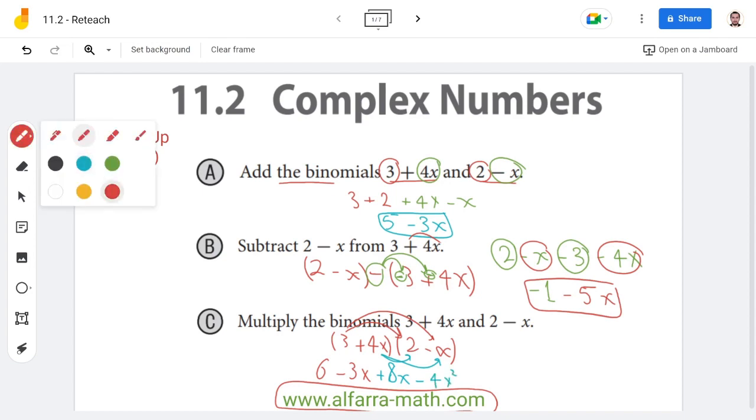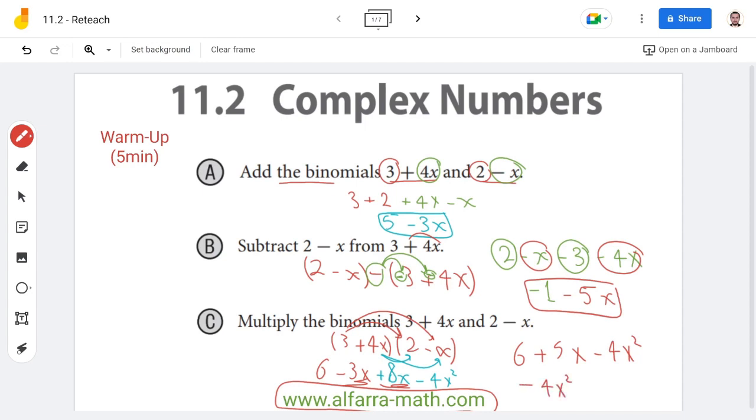Now add the like terms. As you can see, we have positive 8x and negative 3x, so it will be 6 plus 5x minus 4x squared. If you want to rearrange it, it will be negative 4x squared plus 5x plus 6, which is the standard form. Now, this is just an introduction to our complex numbers.